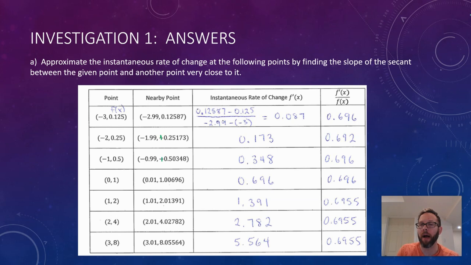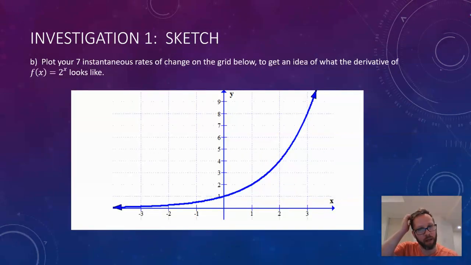What I would also like to have you do in this investigation: I've got a graph of 2 to the power of x here. You calculated the derivative for 7 x values: -3, -2, -1, 0, 1, 2, and 3. I want you to plot the values of the derivative on this graph too, over top of the graph of 2 to the power of x, and we'll see what that looks like. If you want to pause the video, plot those 7 values for the derivative, and see what you notice. I'm going to flip to the solutions here.